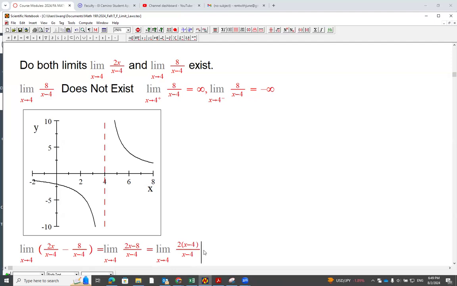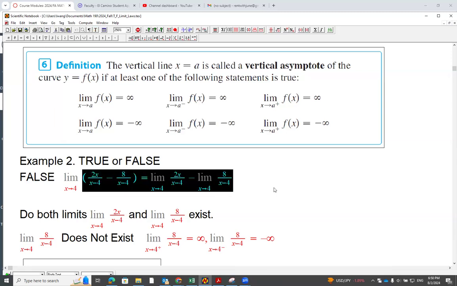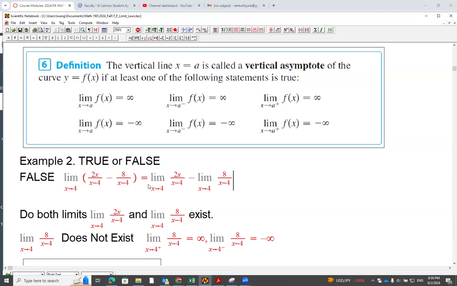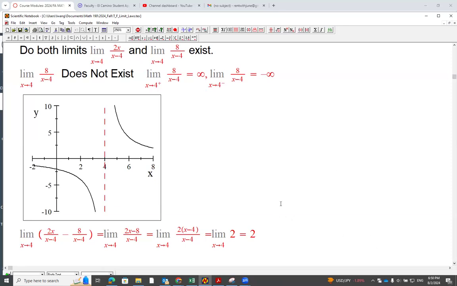X is approaching 4, but x is not equal to 4, so the limit is going to be 2. So in fact, this left-hand side does have a limit, but it's not found by splitting it. In this case, we cannot split it. So when we apply the limit law here, it is a wrong step. This is a wrong step.